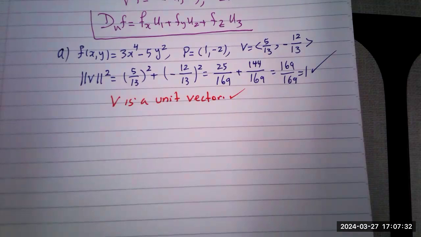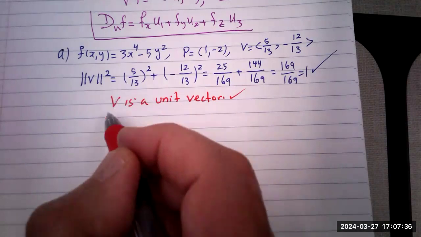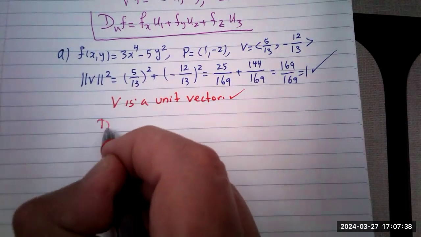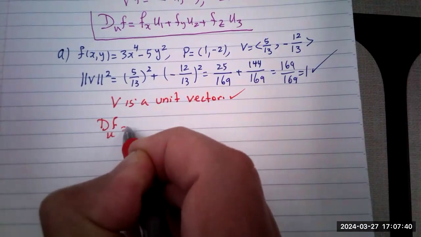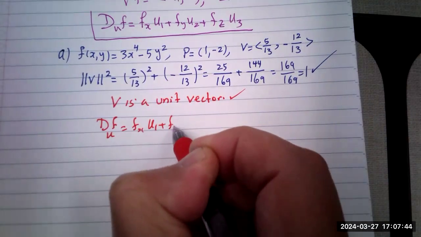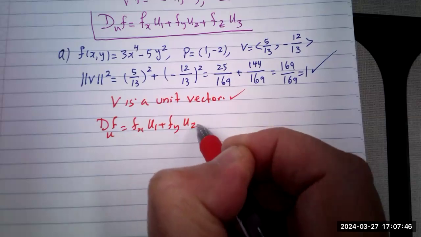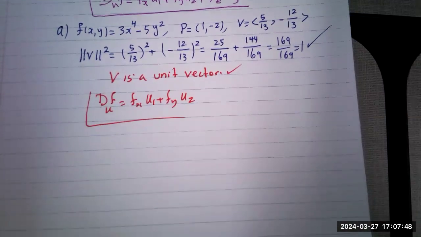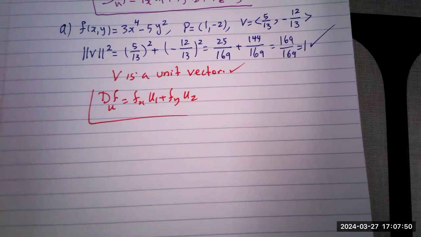So in this case, it's a function of two variables. The way we can write it down is, the directional derivative of f would be partial with respect to x times u1 plus partial with respect to y times u2. This is your formula. Just go for it. Easy function.